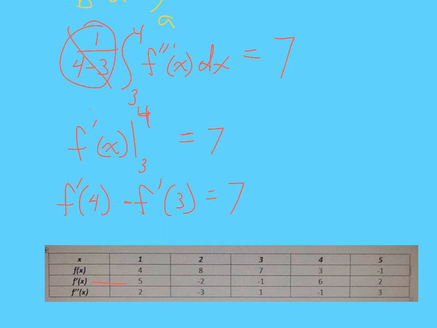Well, f prime of 4 is 6 minus f prime of 3, which is negative 1. And 6 minus negative 1 becomes positive. 6 plus 1 is in fact 7. So there is a value, f double prime c is equal to 7. There is a value such that the second derivative evaluated at c is equal to 7. And we've justified our answer using the mean value theorem.